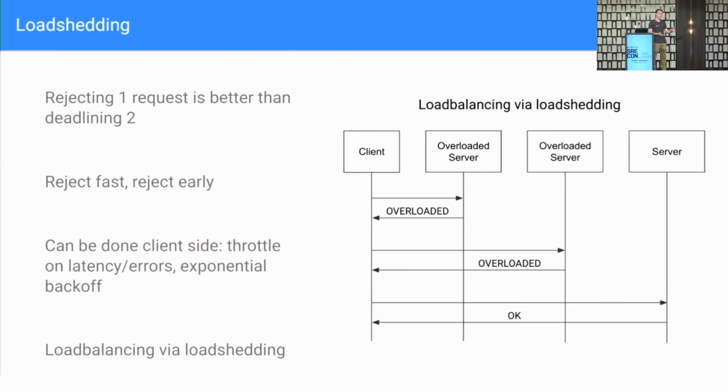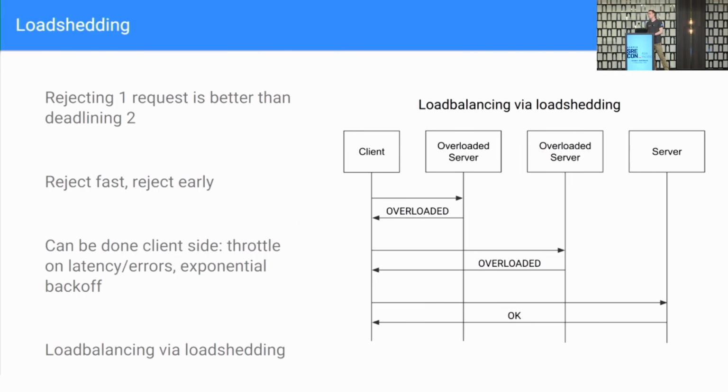So very early on in the request lifecycle, that's when we need to recognize that we're overloaded and reject those requests. This works best if you've got cooperation from both the client and the server. So the server sends errors when it's overloaded, and the client recognizes either errors or latency and then throttles itself and does exponential backoff. But it can work if you just have one of those in place, if you control just the client or just the server.